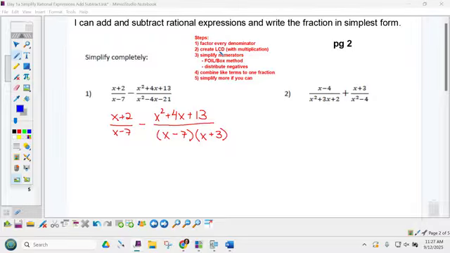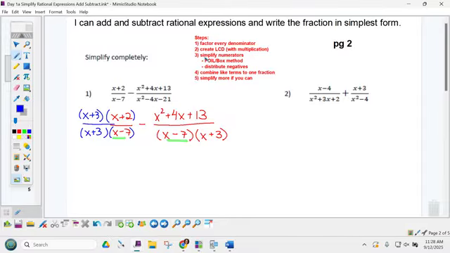Now we're going to create our least common denominator with multiplication. So I notice that both denominators share x minus 7. That's great. They already share that. So my left fraction here is missing the x plus 3. So if I multiply the numerator and denominator by x plus 3, now I've created a situation where I have the least common denominator.